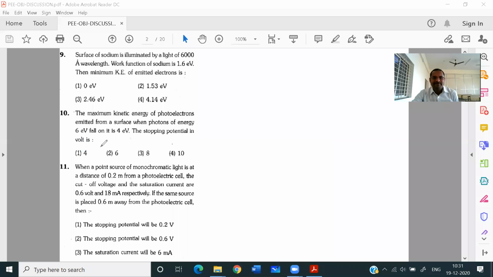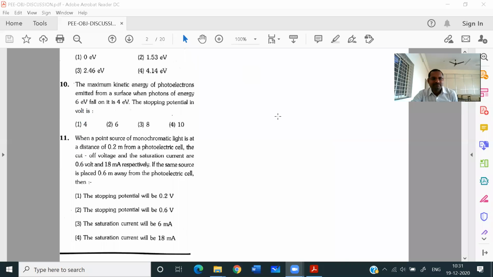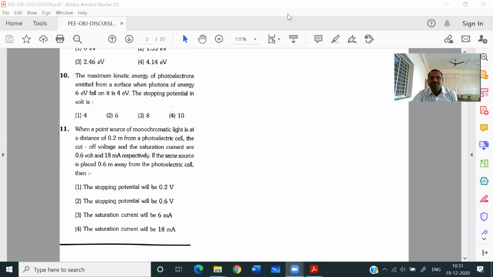Question number 10 over. Question number 11. See, what have they given? They have asked: when a point source of monochromatic light, and monochromatic means what? Single frequency or single wavelength. You need to remember, we have discussed that in wave optics. When a point source of monochromatic light is at a distance of 0.2 meter from a photoelectric cell, the cutoff voltage and saturation current are 0.6 volt and 1.8 milliampere respectively.